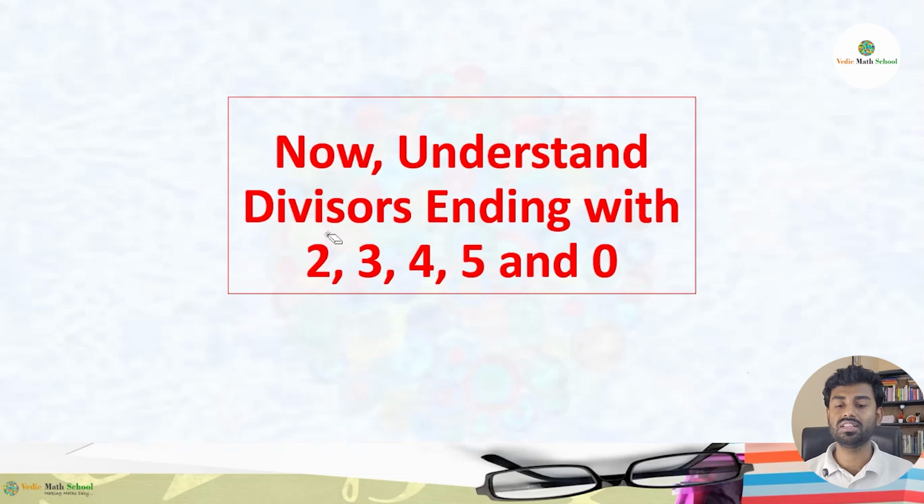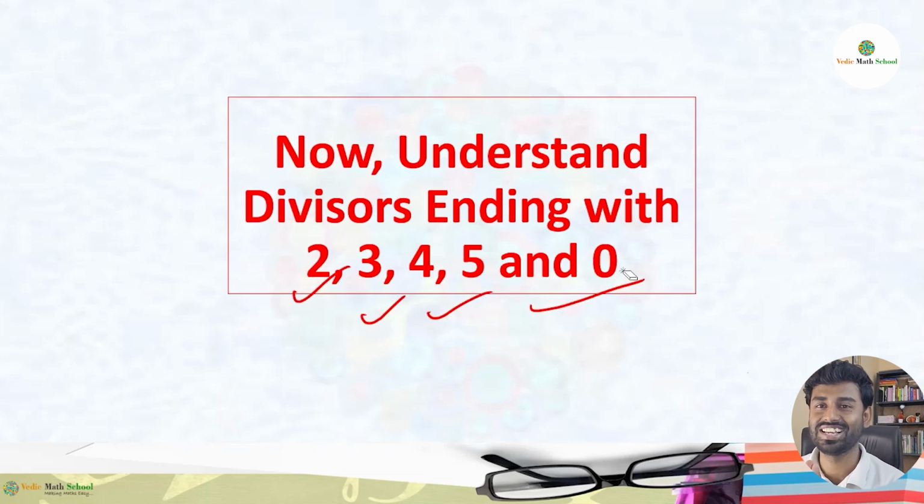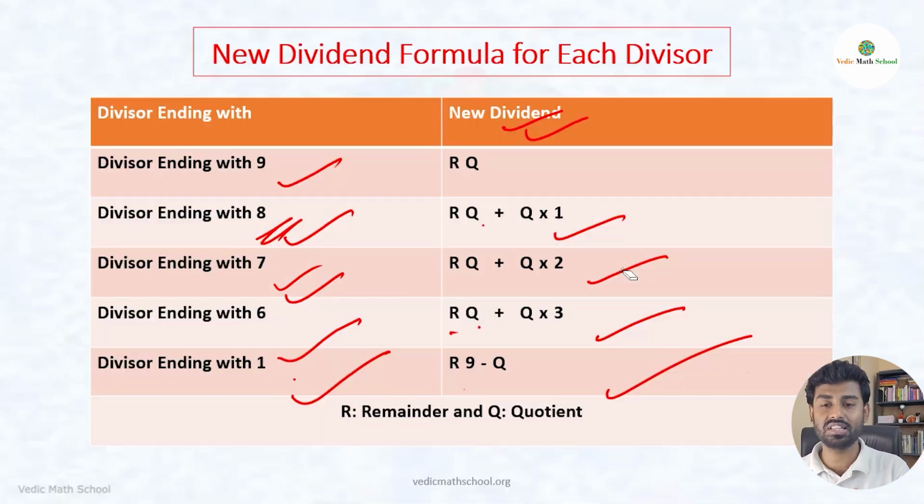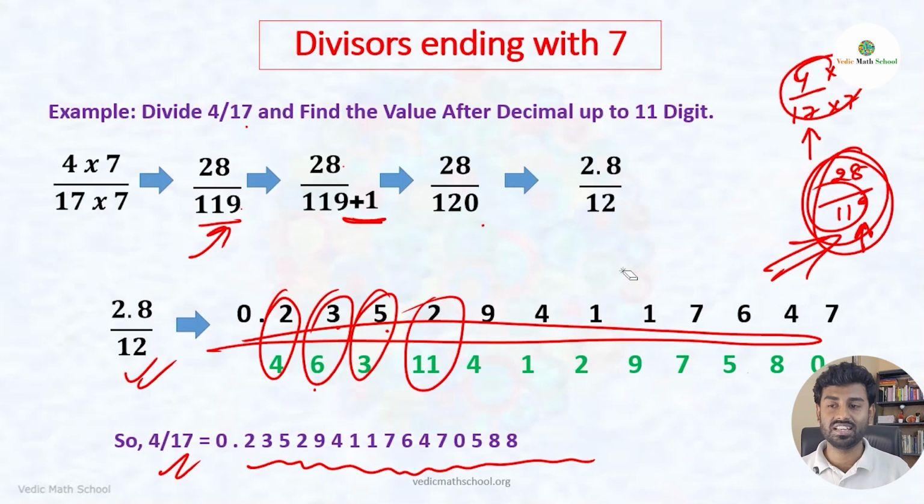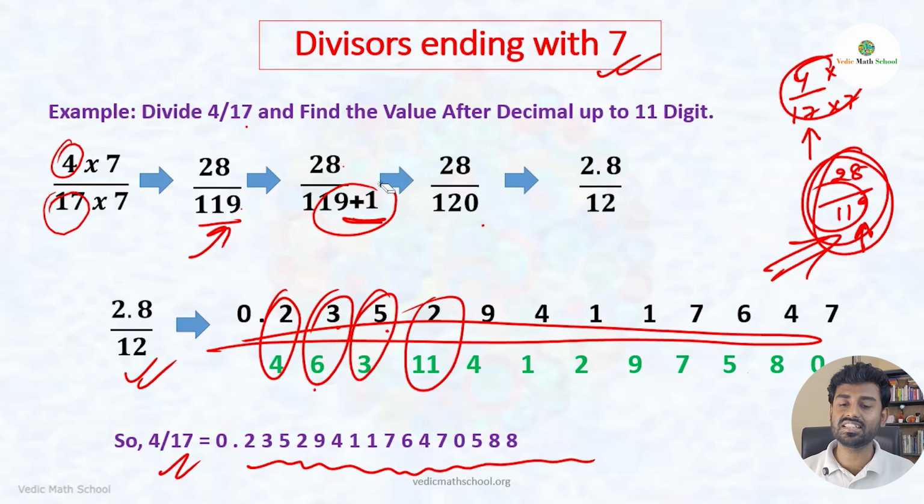Now we are going to discuss divisors 2, 3, 4, 5. Actually, we don't need to discuss these things. This is the good thing about it. Why? Because I gave you a glimpse of this method in the case of 7, where I converted 4 upon 17 into a number ending with 9. That is what we have to do earlier for every number.